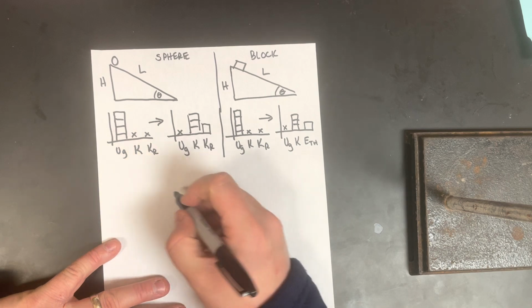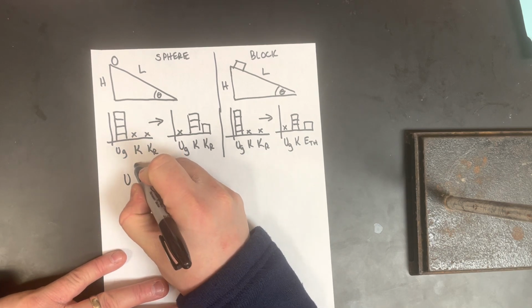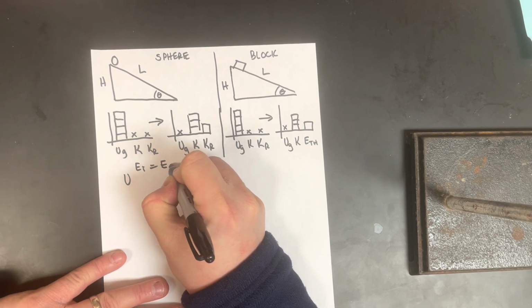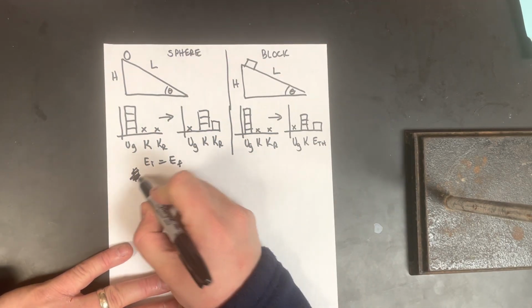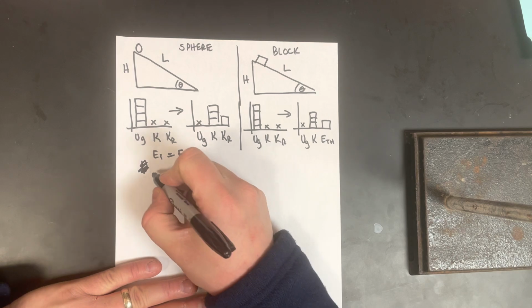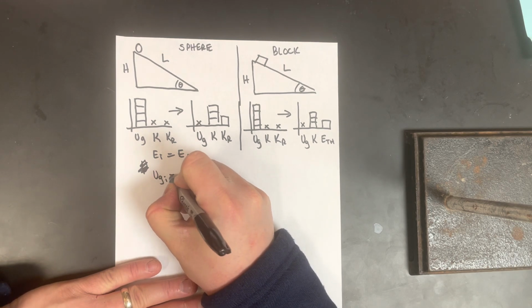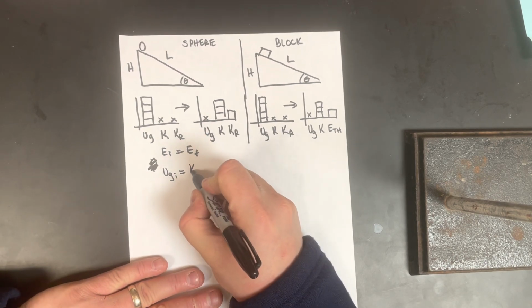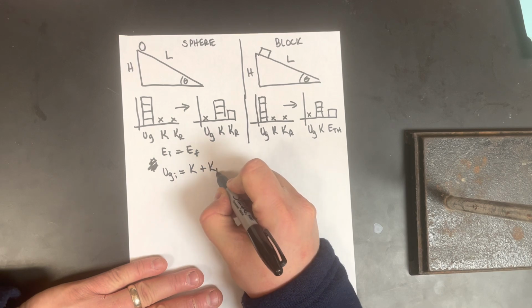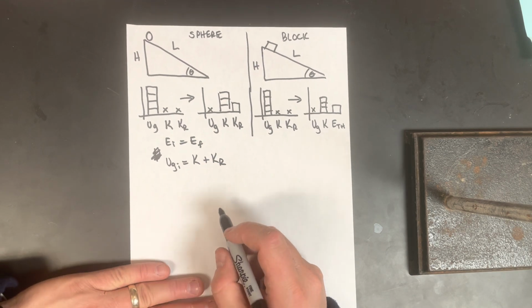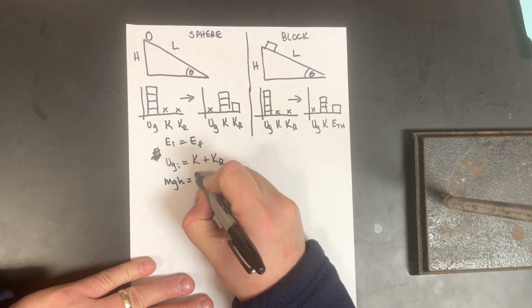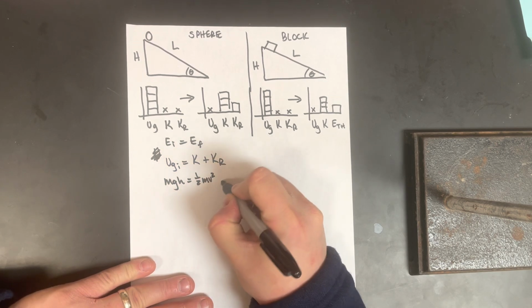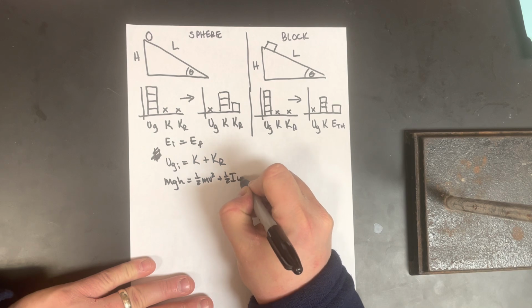For the sphere, my energy conservation equation, I'm going to use a closed system consisting of the sphere, ramp, and the Earth. So my energy conservation equation is going to start with gravitational potential at the beginning, and I'm going to have traditional kinetic plus rotational kinetic at the end. And I can set this up with mgh equal to 1/2 mv squared plus 1/2 I omega squared.